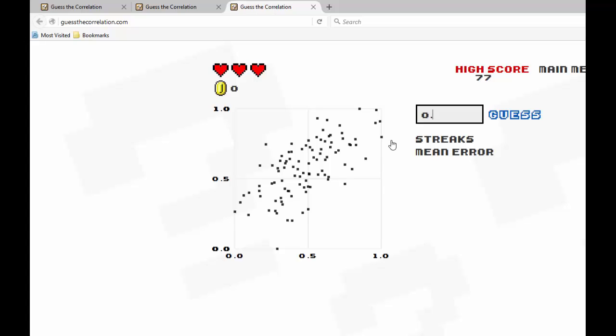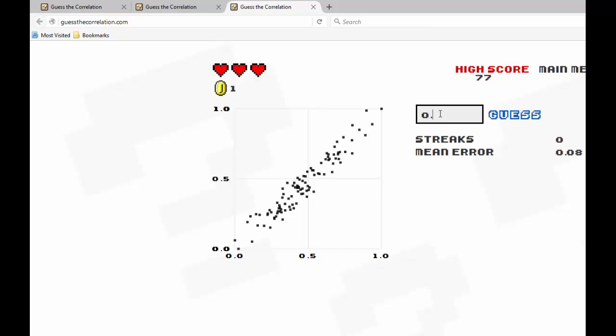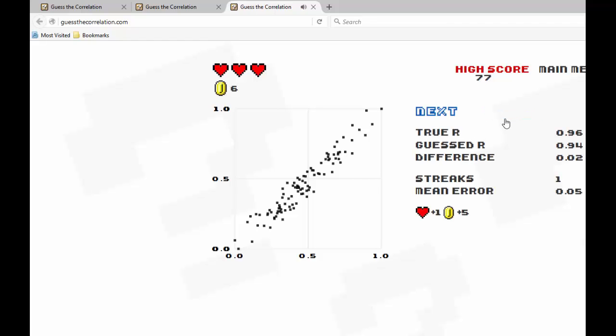So let's go back to the main menu, and I'm going to start a new game, and let's see what we get here. Now, this to me looks like about 0.74. So I'm going to click guess, and I'm a little bit off, right? It was 0.66. So I'll try another one, and that is looking very strong, probably about 0.94. I'm going to try that. So I was very close.